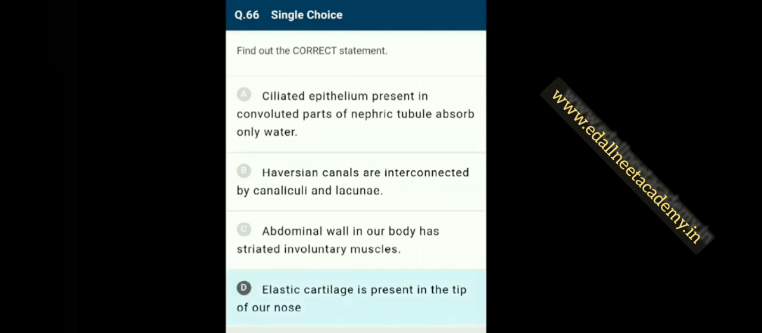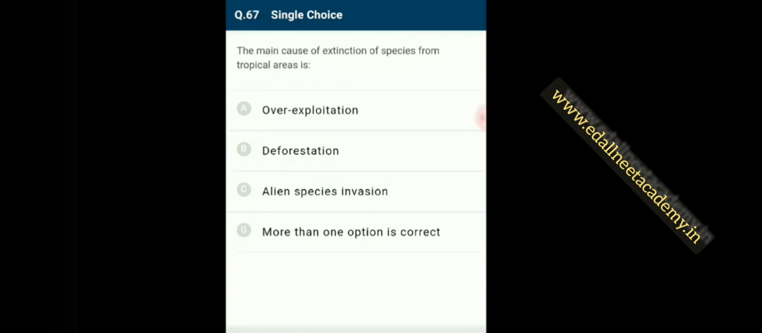From the given 4 statements, statement D is incorrect. Question number 67. The main cause of extinction of species from tropical areas is habitat loss and fragmentation. Deforestation is the most important cause driving animals and plants to extinction. The most dramatic examples of habitat loss come from tropical rainforests, once covering more than 14% of the Earth's land surface. These rainforests now cover no more than 6%. They are being destroyed fast. So the answer for this question is option B, deforestation.